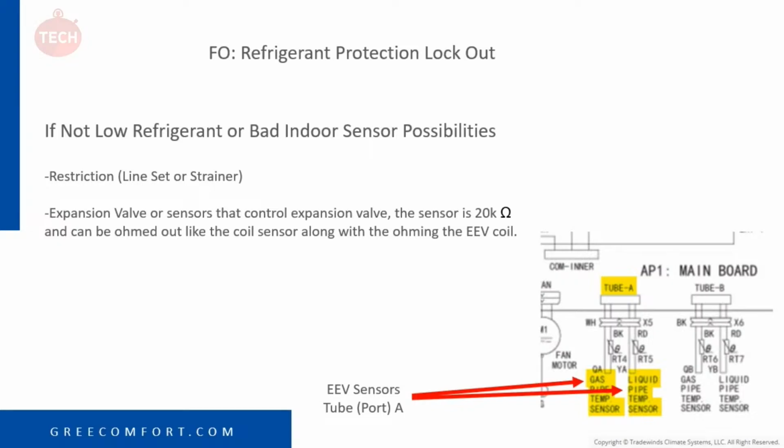This example here is just a little snippet of one of our diagrams. In this example, tube A has a liquid pipe sensor and a gas pipe sensor. That's what controls your EEV and allows that EEV to open. These sensors talk to the board. So if one of these sensors is out of range, it could cause it to close down when it doesn't need to, and sometimes can result in an FO code or other codes as well, but just another possibility.